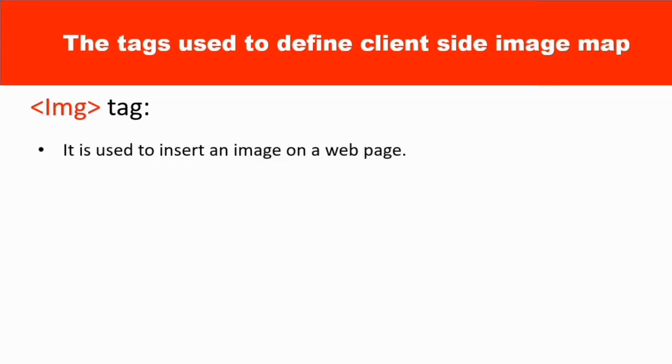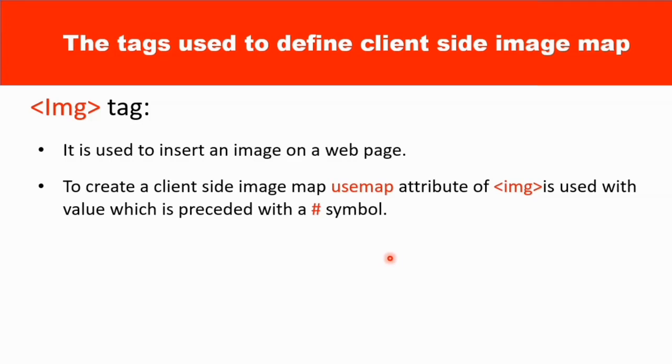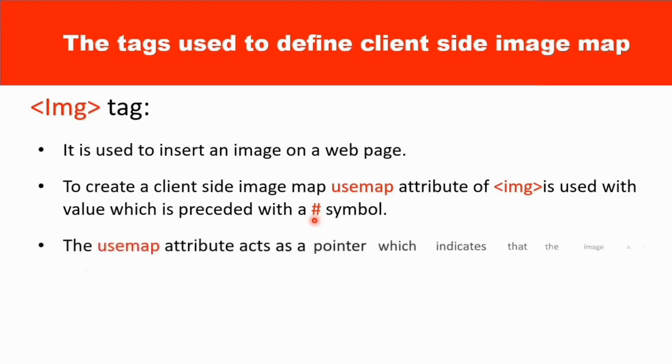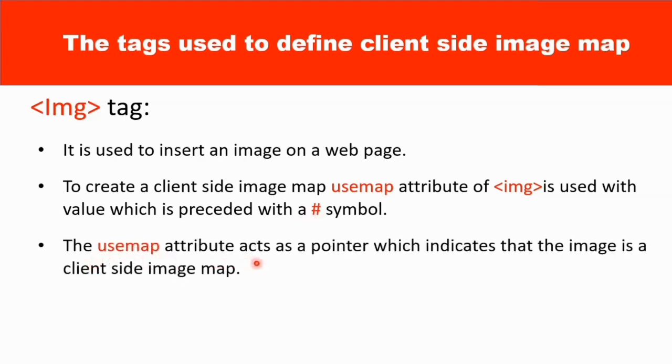The tags used to define client side image maps are, first, the image tag. As you know, we use the image tag to insert an image. Similarly, we can use this image tag to insert an image in an image map. It is used to insert an image on a web page. To create a client side image map, the usemap attribute of the image tag is used. With this attribute we use the hash symbol. The usemap attribute acts as a pointer which indicates that the image is a client side image map.